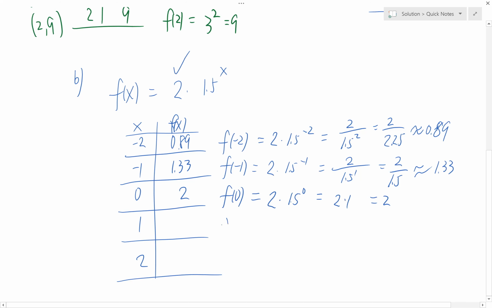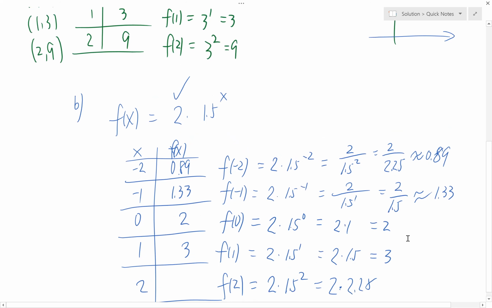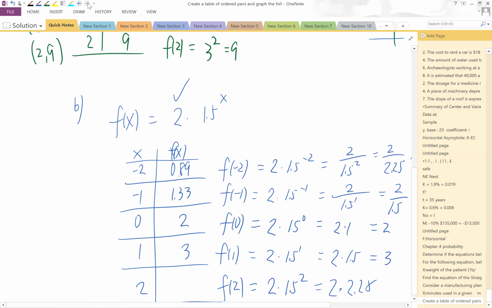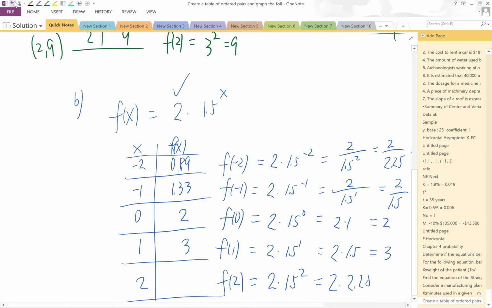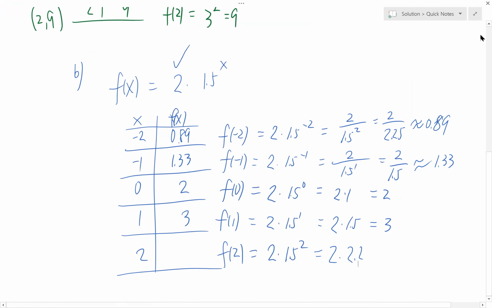Okay. And then f of 1, 2 times 1.5 to the first. So 2 times 1.5, that's going to be 3. And then the very last order pair, f of 2, 2 times 1.5 to the 2nd power. So 2 times 2.25, that's 4.5. Okay, 4.5. Last order pair.